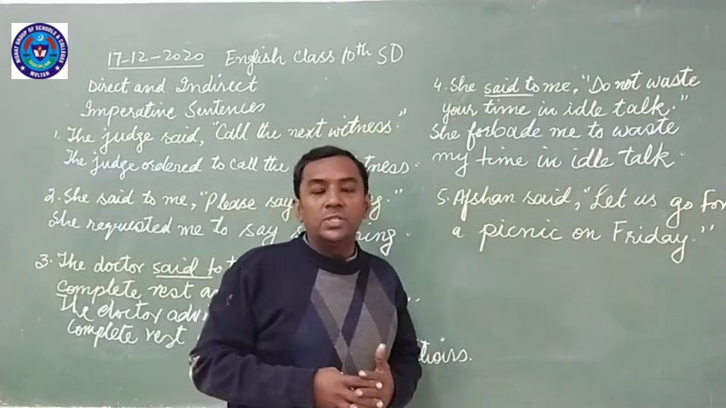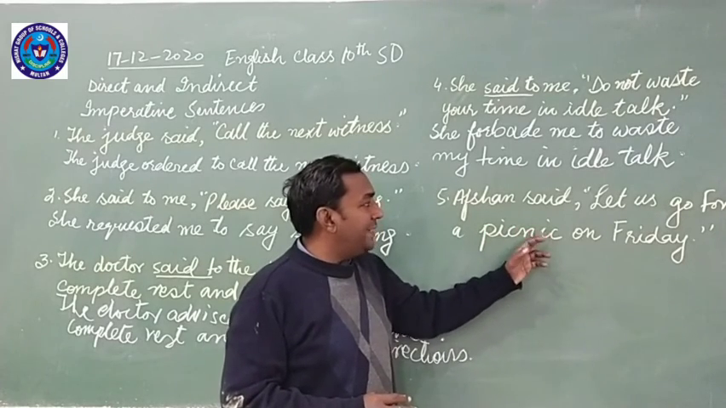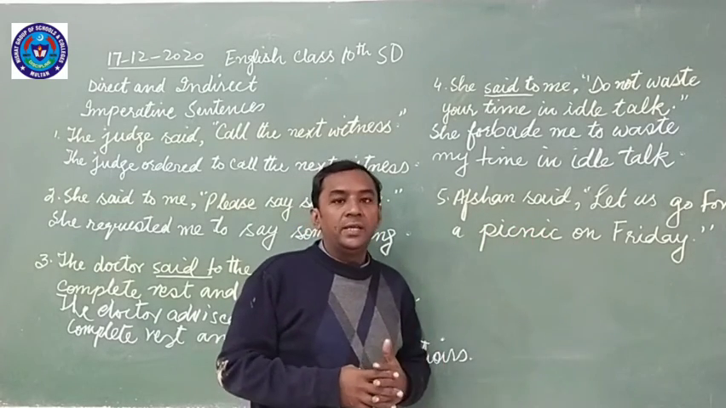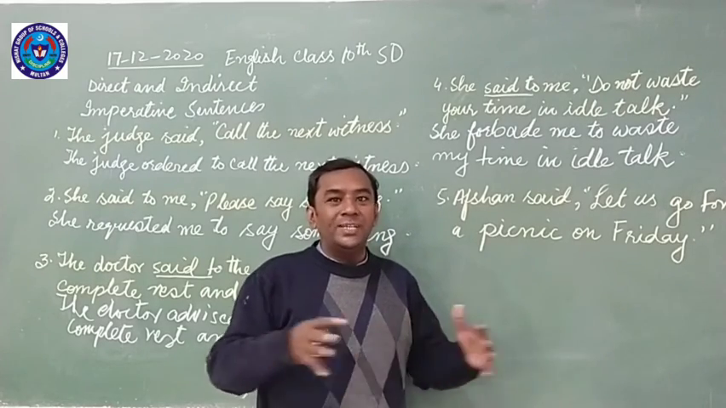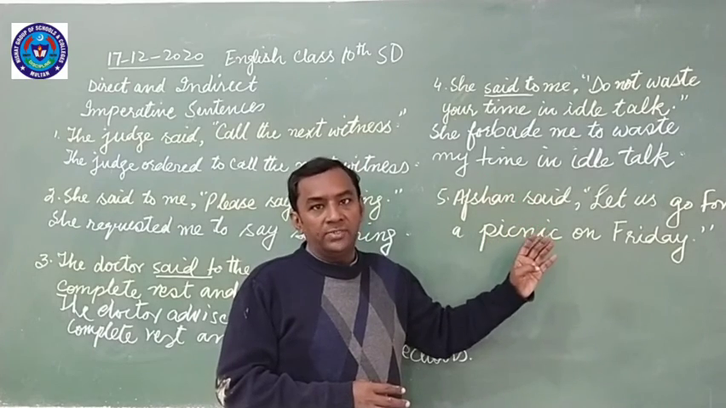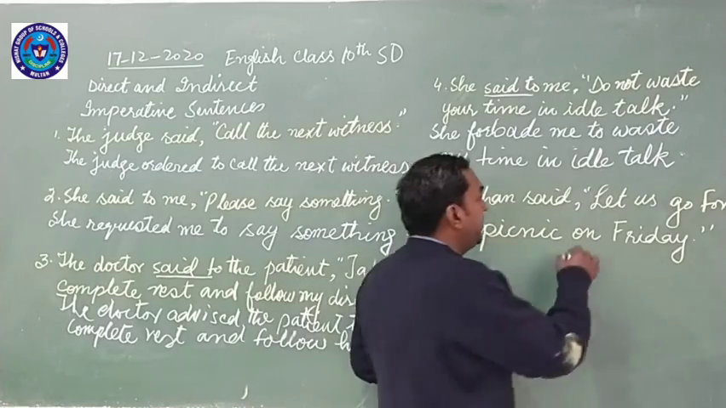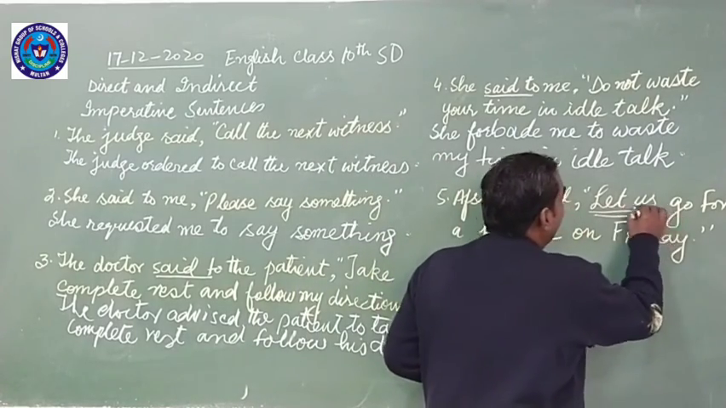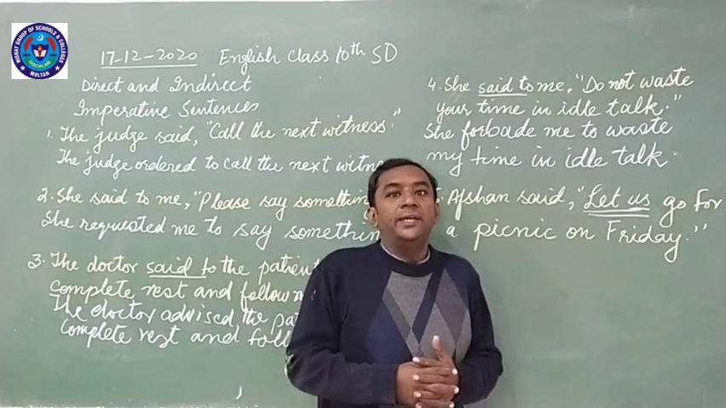Now we will move to the fifth sense of the imperative sentence. Afshan said, let us go for a picnic on Friday. It's a very important sentence, dear student. We will deal with this sentence totally differently from what we have done before in the fourth sense of the imperative sentences. How? Because those sentences that start with let us, it means there is some kind of suggestion, there is some kind of proposal.